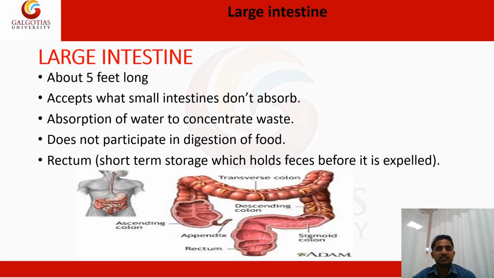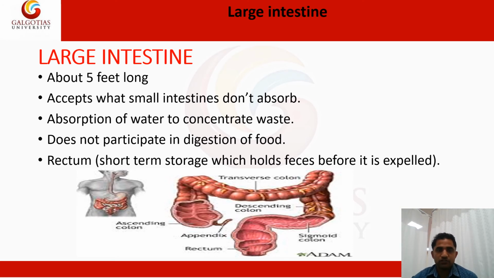Then come to the large intestine, which is about 5 feet long, or we can say 1 to 2 meters, and it handles what the small intestine does not absorb. We discussed that digestion and absorption take place in the small intestine, and the remaining food is passed from the small intestine to the large intestine at the ileocecal sphincter. It absorbs the water and concentrates waste, so it converts the liquefied food into a semi-solid material. It does not participate in the digestion of food. Primarily there is no digestive enzyme; it only absorbs what the small intestine doesn't absorb.